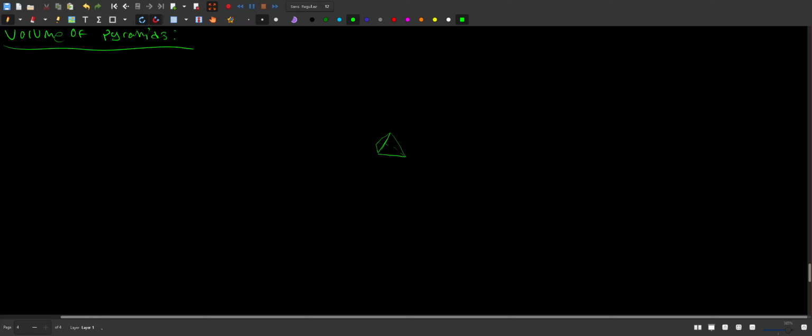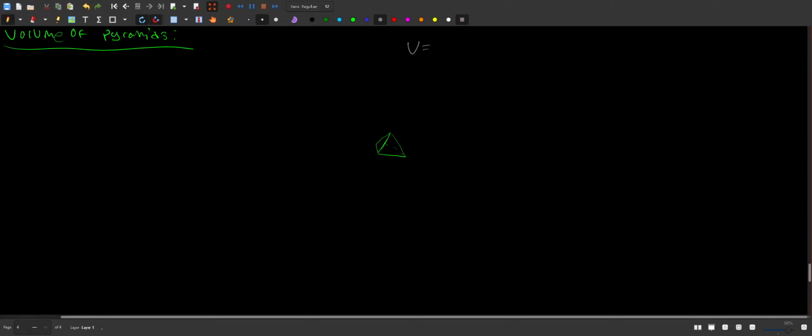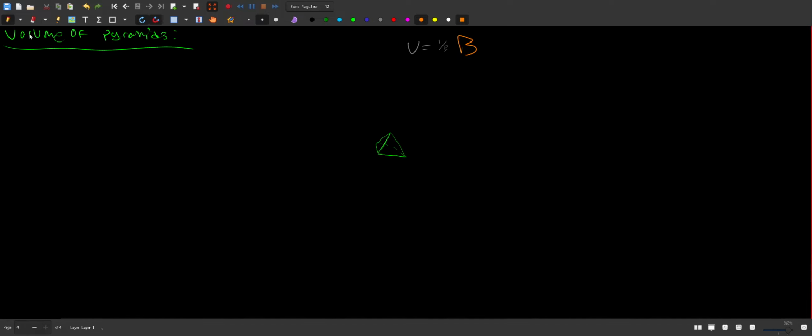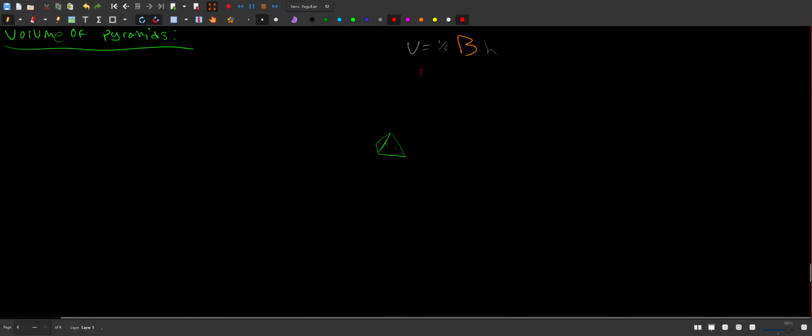Anyways, so the volume is going to be equal to 1/3 again. And then we want big B, so make sure this is big B times H. So volume is equal to 1/3 big BH. And what does this big B mean? Big B means the area.